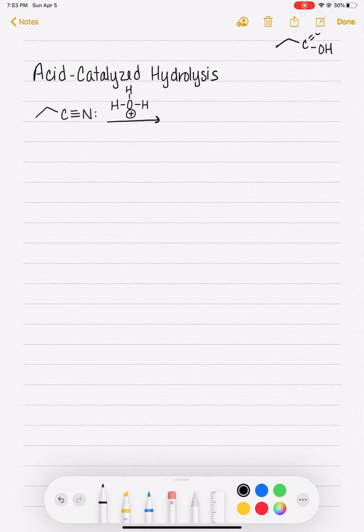Anytime we have an acid-catalyzed reaction, I always tell you, if there's an oxygen present, the first thing that happens is you protonate that oxygen. Well, the same is also true with acids and nitrogens. We just don't see nitrogens as often as we see oxygens in our molecules. So this is step one, protonating the nitrogen with our acid.